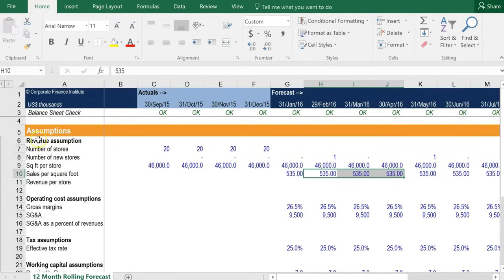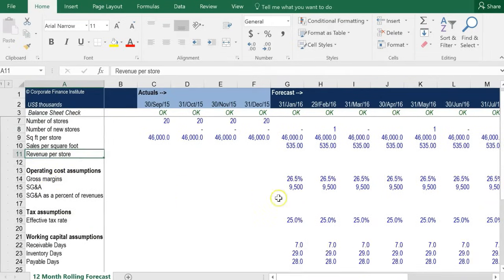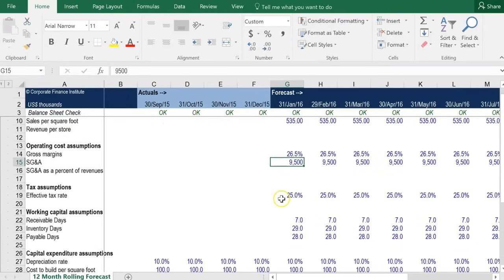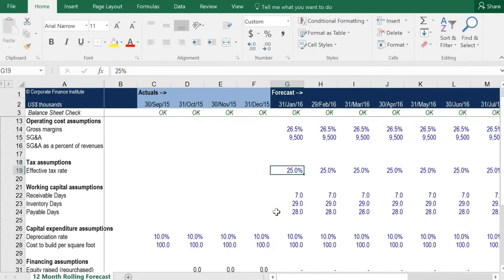Let's quickly review what we're going to build in the assumptions section here. For revenue, we're going to start by building on number of stores. This is a retail business that is driven by number of stores. New stores can be added each month, or stores can be closed. We have an assumption for square foot per store, and then sales per square foot. Then we can calculate the revenue per square foot. Our operating assumptions are based on a gross margin percentage. SG&A is a fixed cost. We have a tax assumption here.